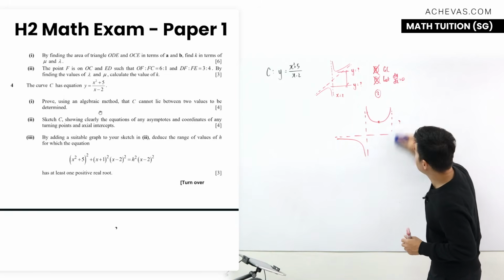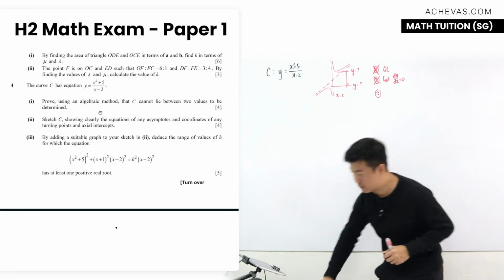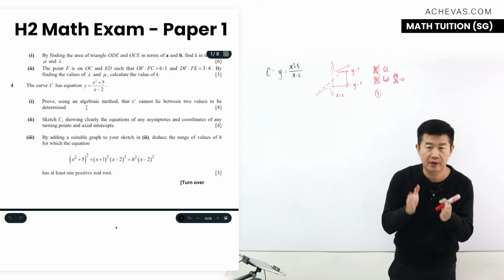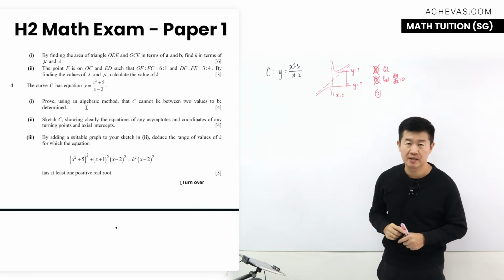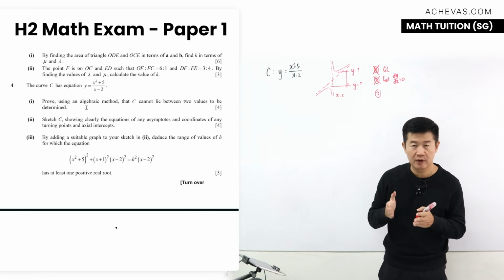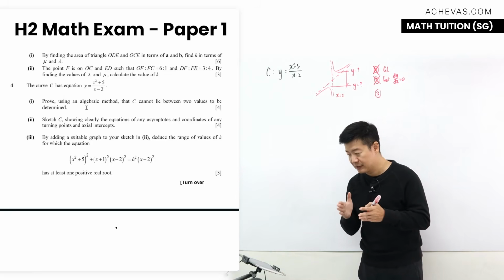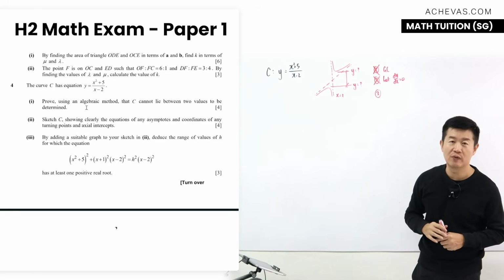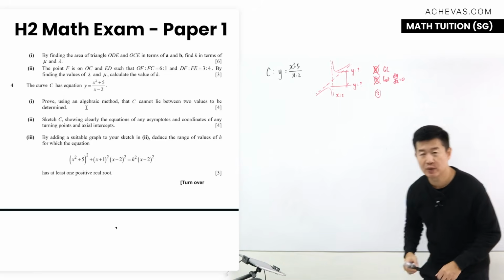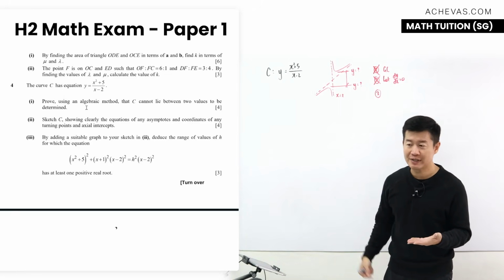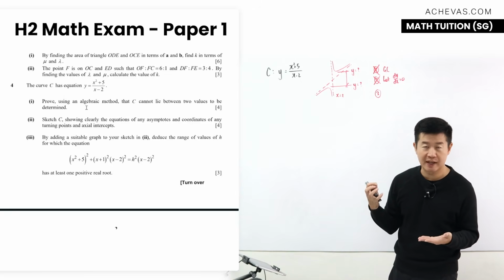So the idea of this question, if I can rephrase this, is to prove using a non-graphical method. That is what this question is about. To prove using a non-graphical method the set of values that the curve C cannot lie between. So in order for us to do this, we need a process that you don't need to reinvent, a process that you have to draw inspiration from your secondary school.